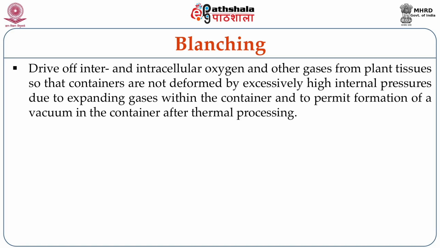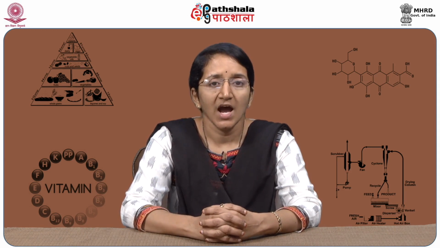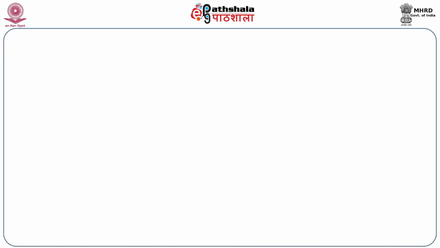Apart from that, they will also make sure that the high internal pressures will not expand the gases within the container and will also permit the formation of a vacuum in the container after the thermal processing is done. So blanching is carried out as a pre-treatment for many kinds of fruit and vegetable processing either before dehydration or canning or any other preservation technique. After understanding the first heat treatment, that is blanching, let us now move forward to the second type of heat processing and preservation, that is pasteurization.